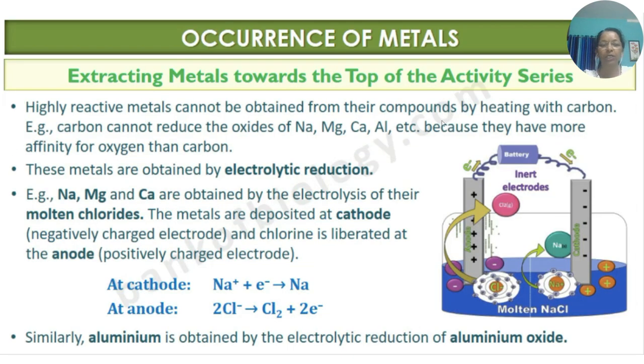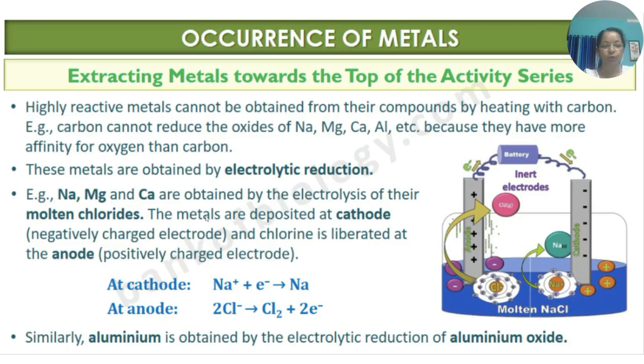Now coming to the metals towards the top of the activity series: sodium, potassium, aluminum, magnesium, and calcium. They are the most reactive elements, and we need the help of electricity to separate the metal from their ore. These metals are obtained by electrolytic reduction. Sodium, magnesium, and calcium are obtained by the electrolysis of molten chlorides.